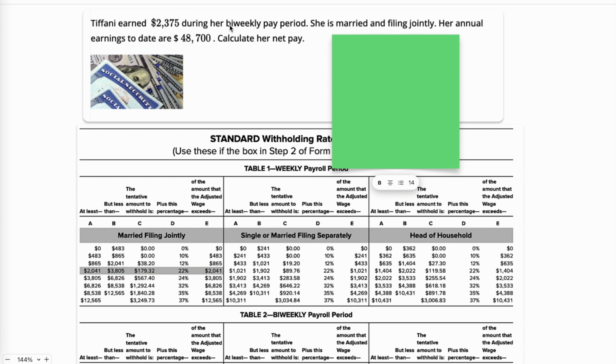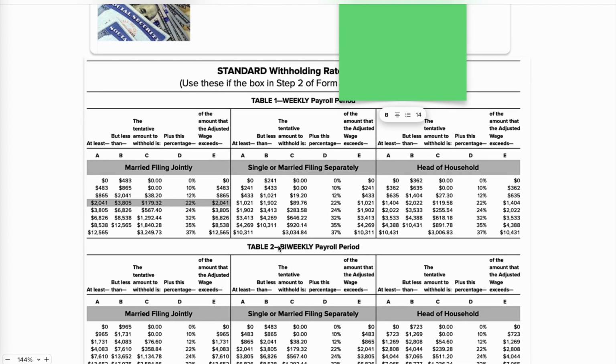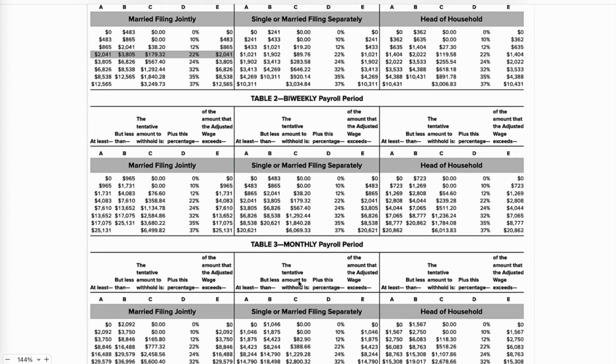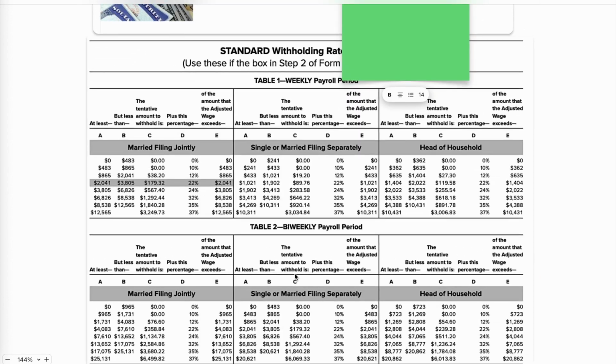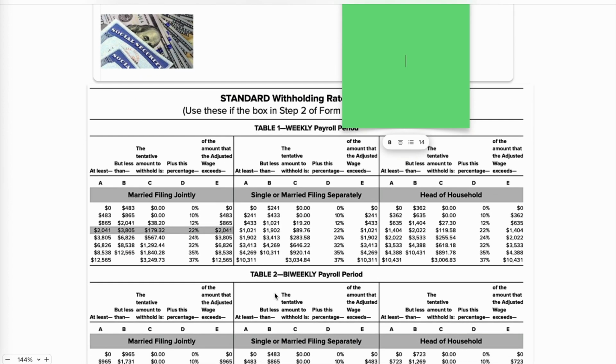So the first thing you want to identify is this right here. How often does she receive a paycheck? In this case, it says it's bi-weekly. So if you notice, the tables within this one page are split up by pay periods. The first table is weekly, the second table is bi-weekly, and then we have monthly. And so in this example, we're using a pay period of bi-weekly. So we want to look at table 2.